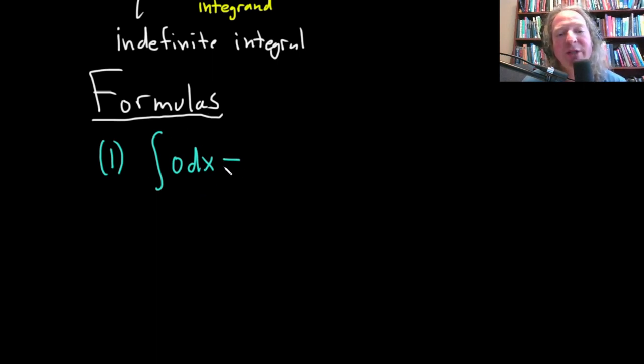So this integral, we have to integrate 0. So you ask, what's a function whose derivative is 0? Well, any constant function will work. Let's just go with C, right? C will work, because if you take the derivative of C, you're going to get 0. The derivative of a constant is 0. So that one's pretty easy.